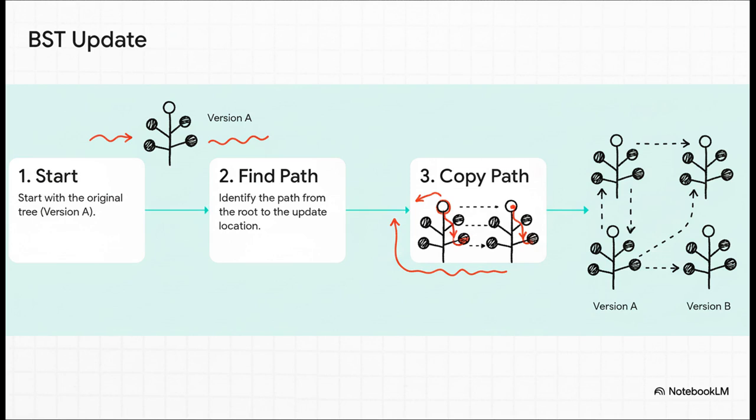All right, let's walk through a quick example. So we've got our original tree, let's call it version A. To add a new element, we first figure out the path from the very top, the root, down to where the change needs to happen. Then, and this is the absolute key, we create new copies of the nodes for only that specific path. That's it. Finally, we link up these new nodes. And here's the magic. All the other branches and subtrees that weren't touched, we just point to them, we share them. And just like that, we have a new root for version B, which lives right alongside the original version A.